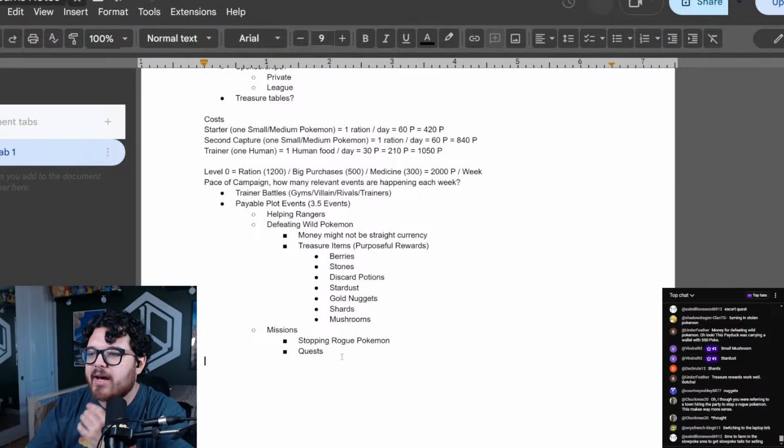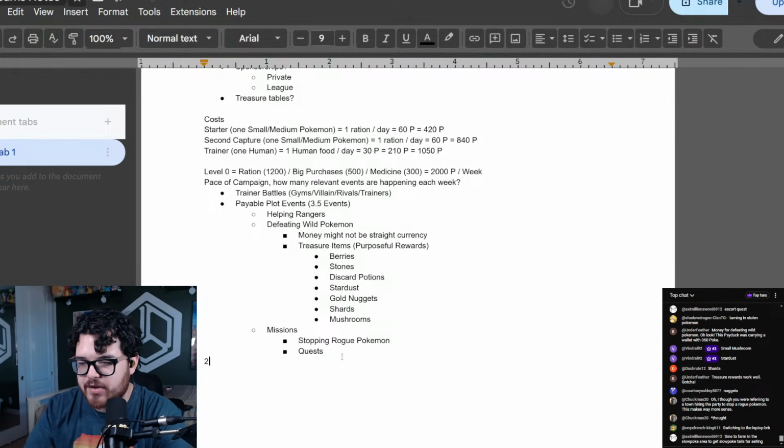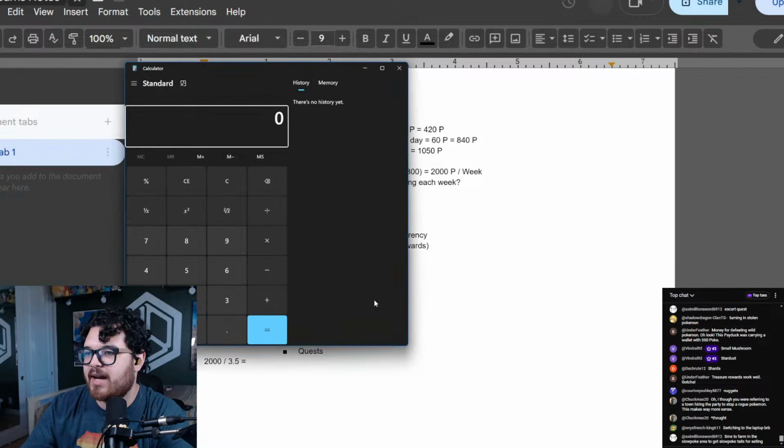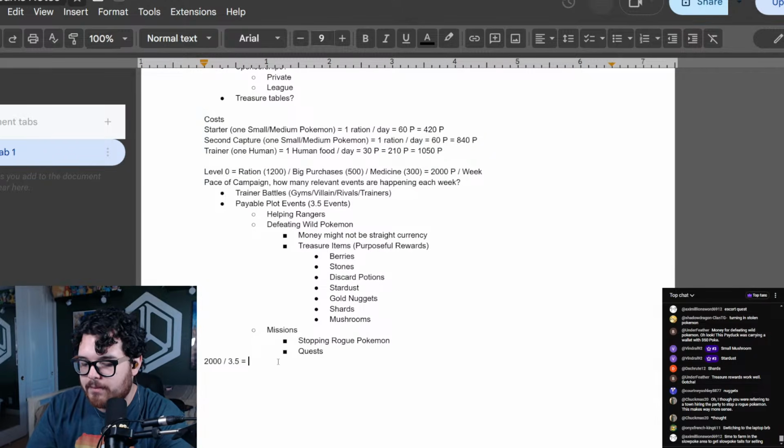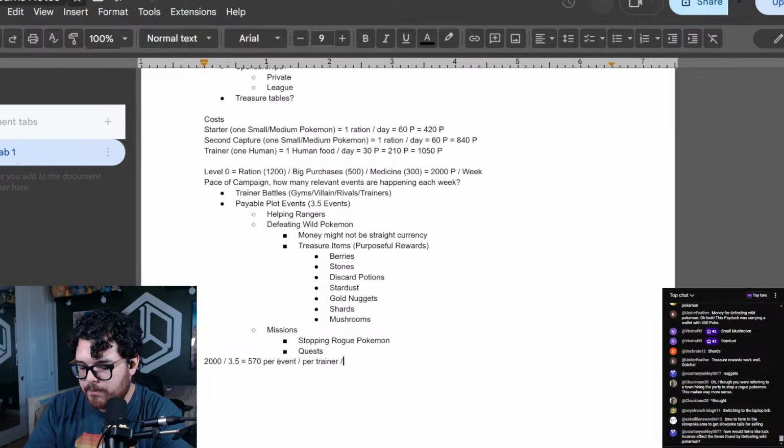So when we talk about earning money for these things, if we're saying 3.5 events per day, let's do the math on this real quick. We want them to earn $2,000 a week, and we're saying 3.5 events per day. 2,000 divided by 3.5. So that's 570 per event, per trainer, per week. Okay, I just need the per week.